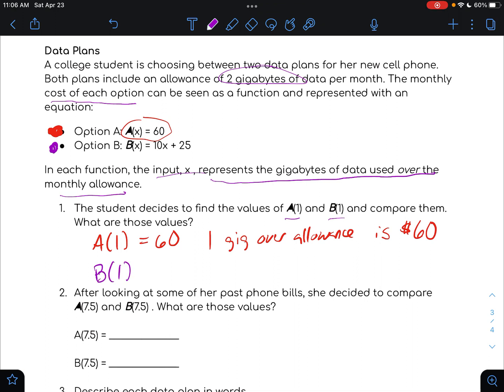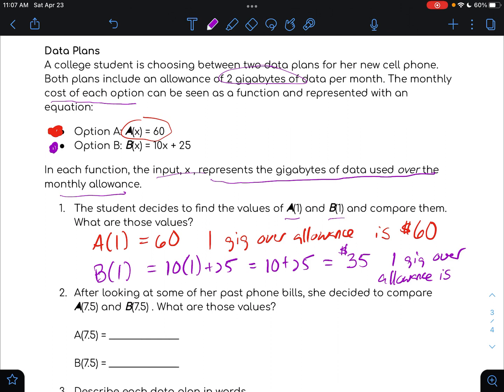And let's go with purple for the next one. So B of 1. This one we actually have to make a little calculation, right? So 10 times 1 plus 25. We're going to put 1 in for the input x. So that would be 10 times 1, which is 10. 10 plus 25 would be 35. So 1 gig over allowance is $35 in this case.